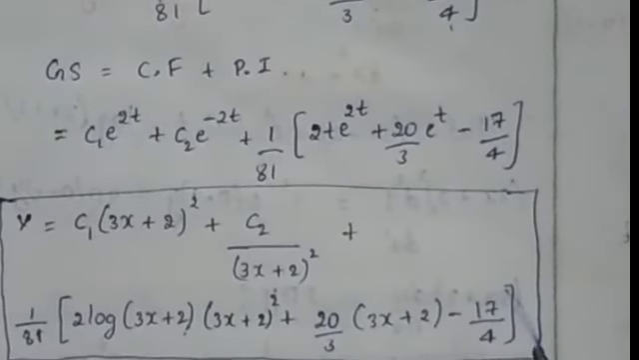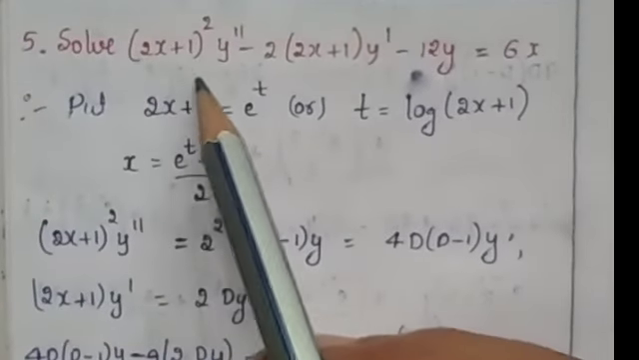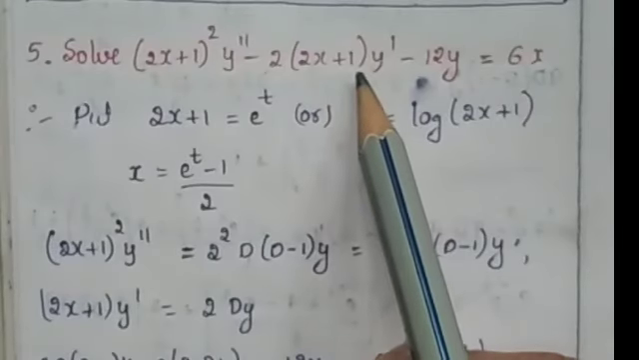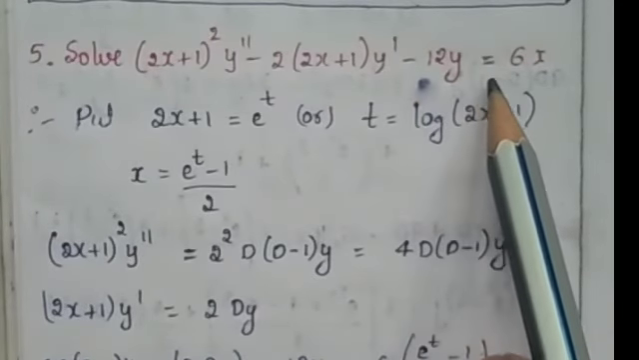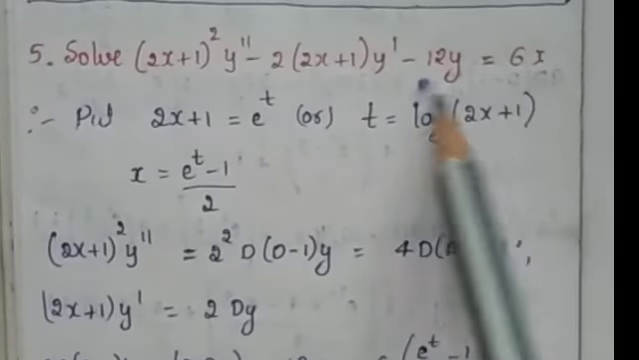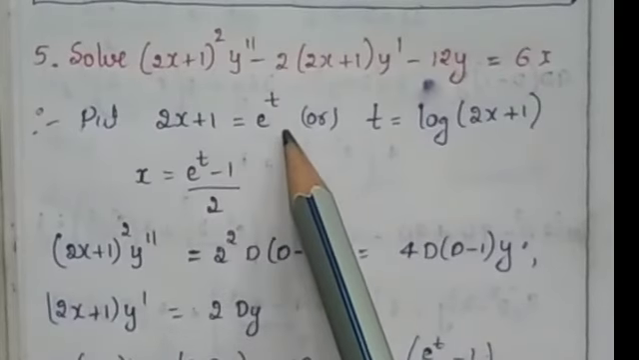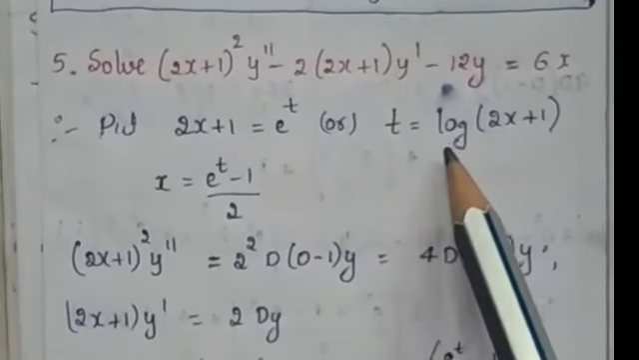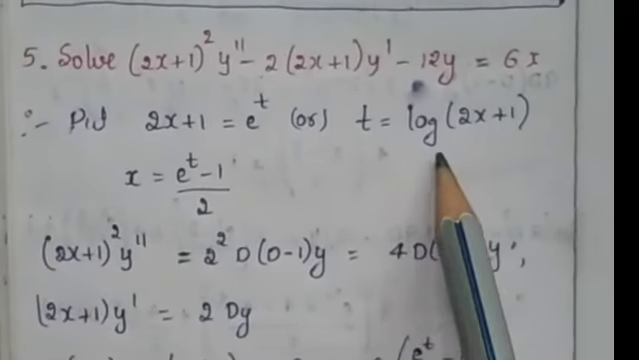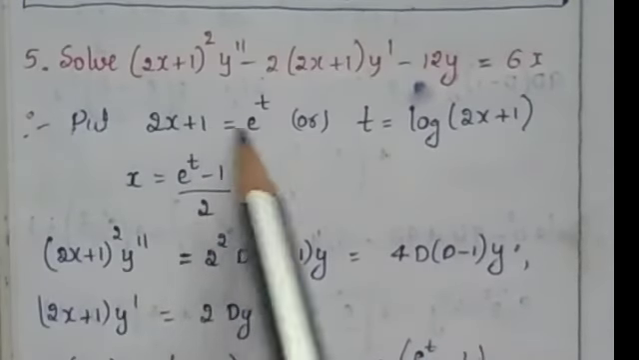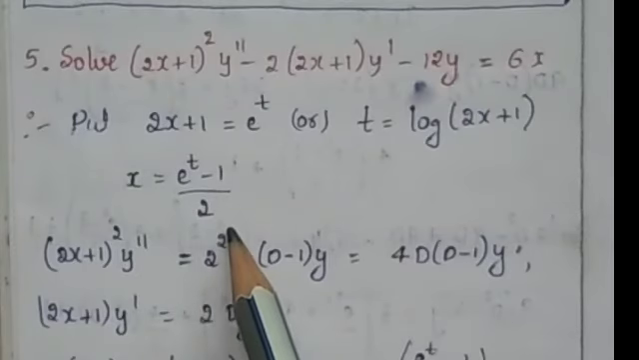Let me move on to the next problem. Solve 2x plus 1 whole square y double dash minus 2 into 2x plus 1 y dash minus 12y which is equal to 6x. This is the Legendre differential equation. To solve this, put 2x plus 1 which is equal to e power t, or t is equal to log of 2x plus 1. So what about x value? X value is equal to e power t minus 1 by 2.